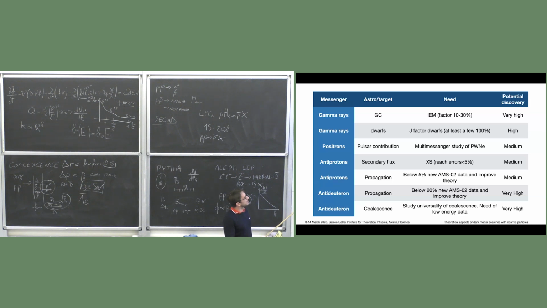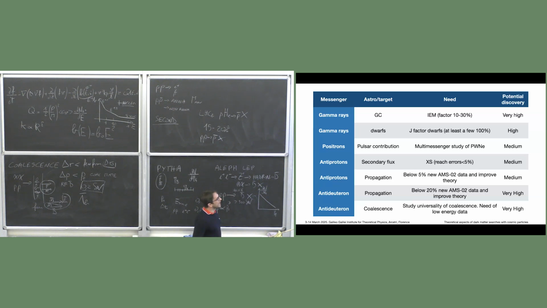Positrons, instead, I put a medium because it's tricky to get the pulsar contribution. For secondary, we have quite a precise estimate, but we still don't know how much pulsars contribute. So we need a multi-messenger study from radio to gamma rays in order to estimate the secondary production.